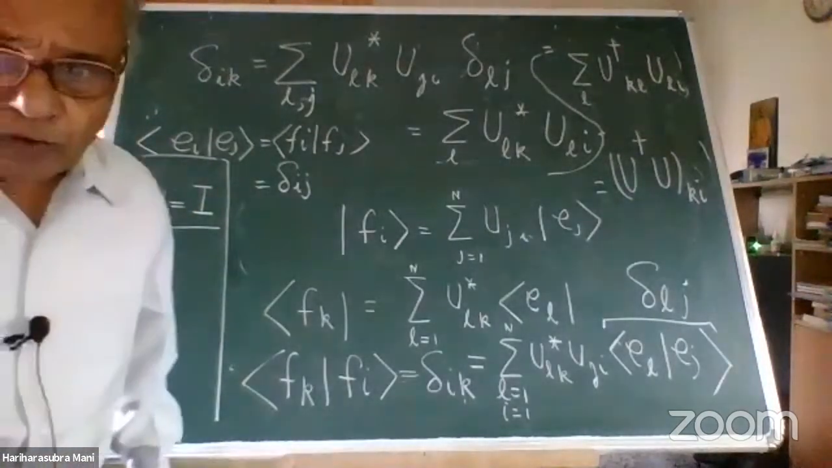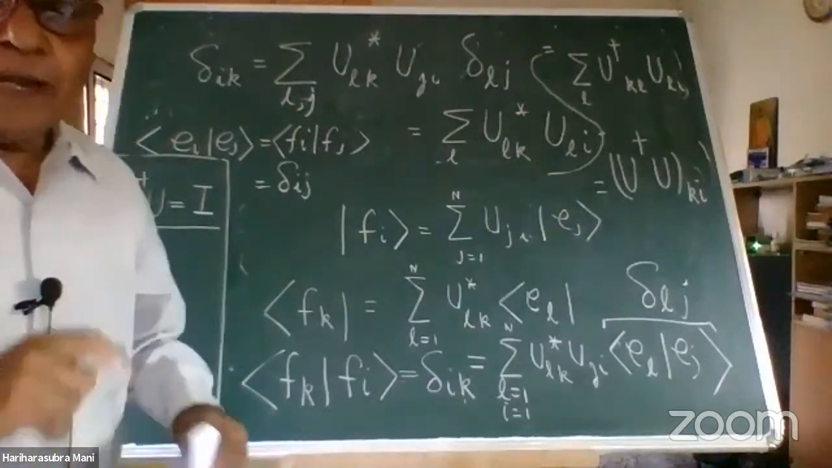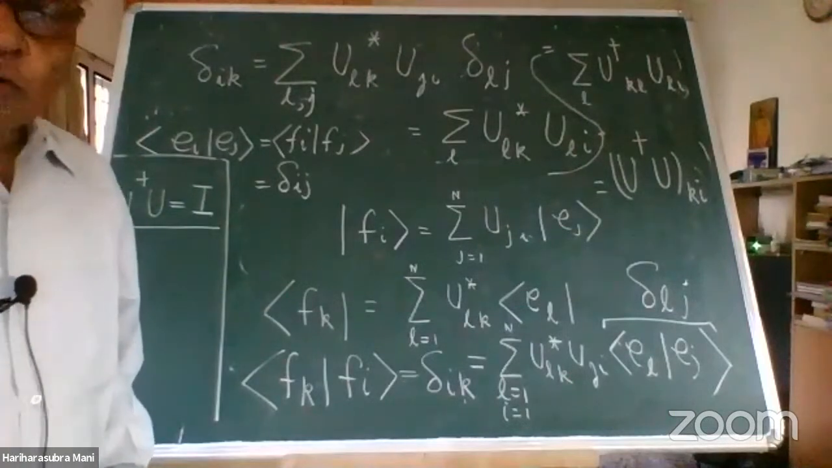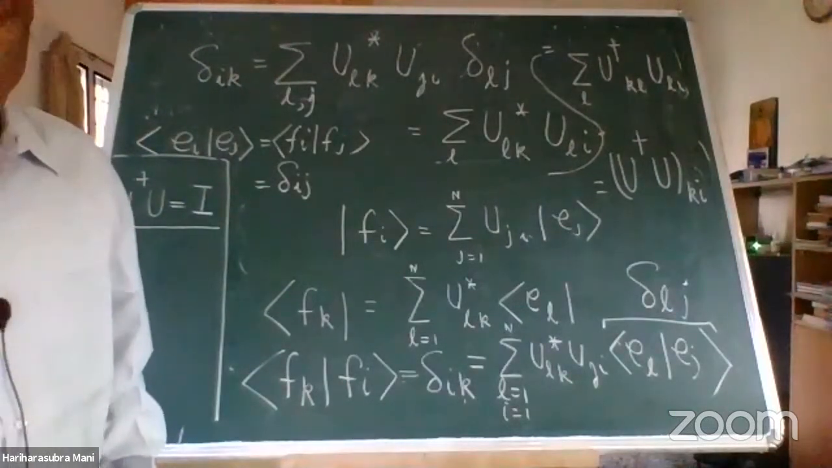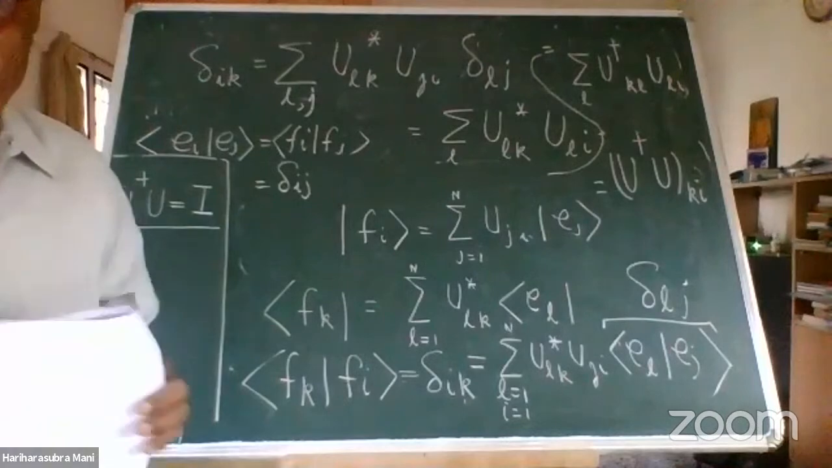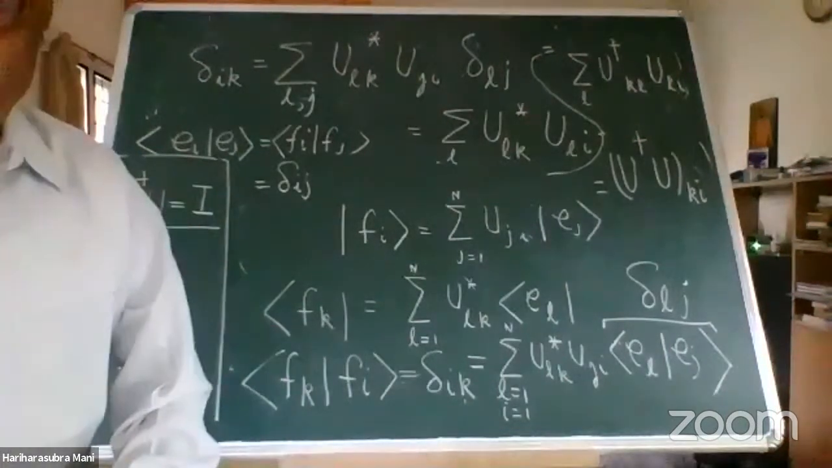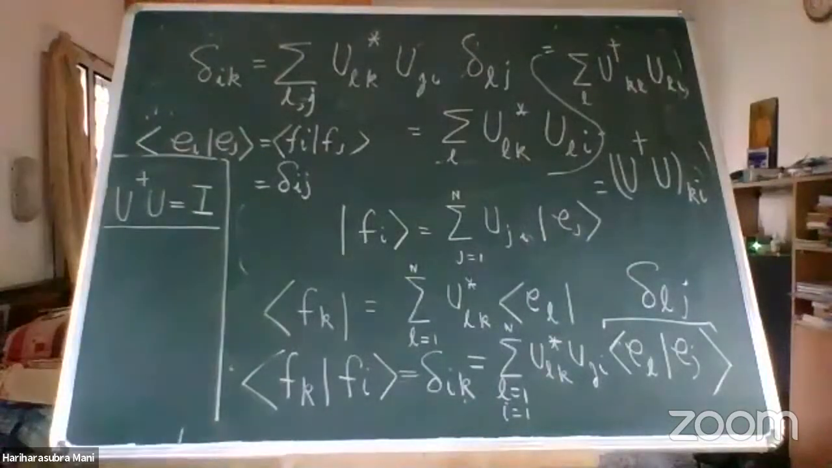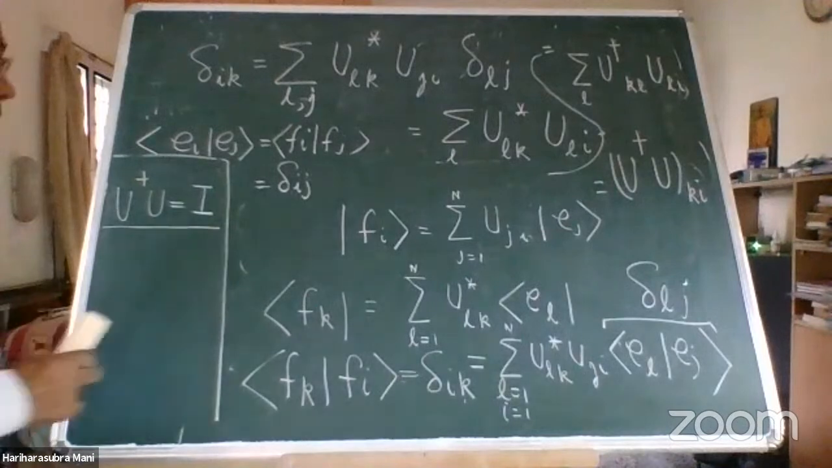So a very important result. The result is if I take two orthonormal bases, a transformation from one orthonormal basis to the other is implemented by a transformation which is unitary. Okay. So that is the important message here, and let me write that out.